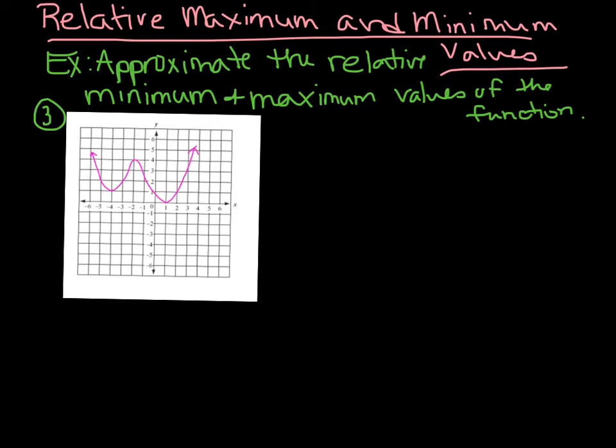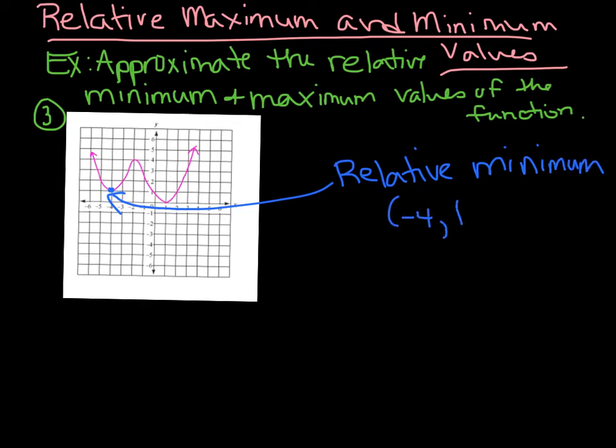What I mean is, if you look on the first part of the graph, I start decreasing until I get to the point where x is -4, and then I increase. So that point at (-4, 1) right there, this point right here, is going to be what I call a relative minimum. And you'll notice that I have another relative minimum, which is right here. And that one is at (1, 0).